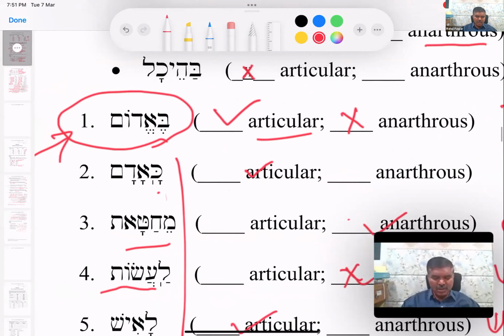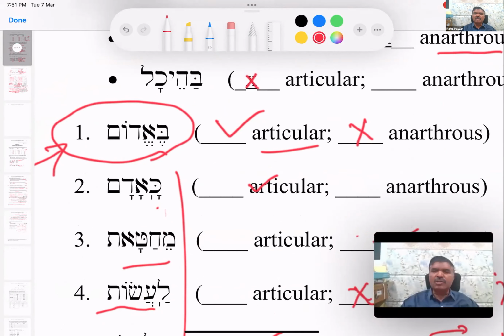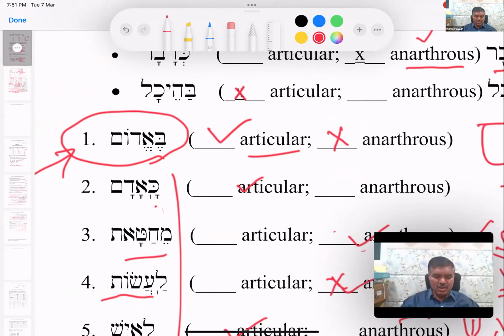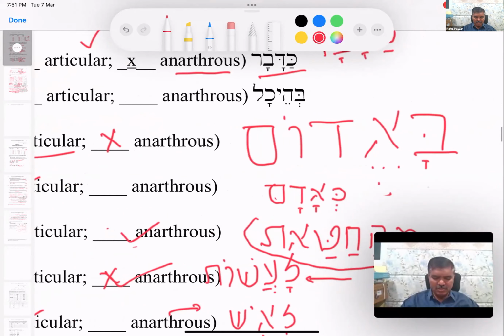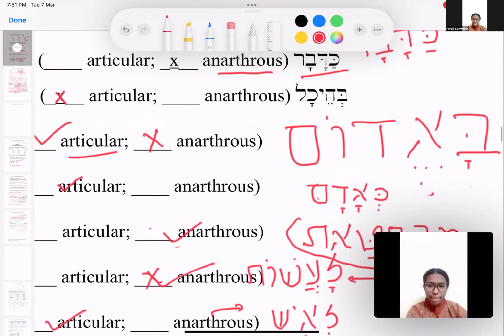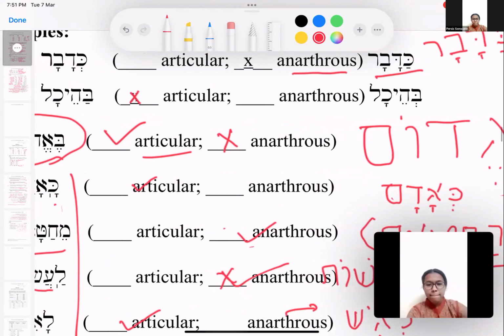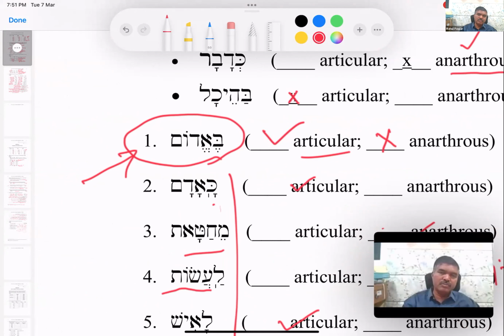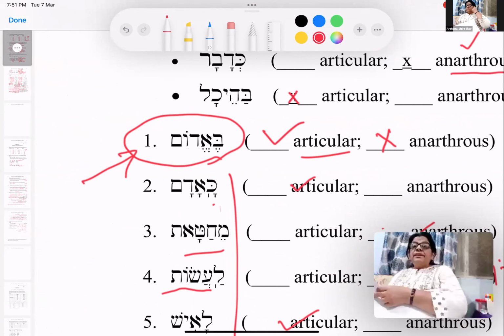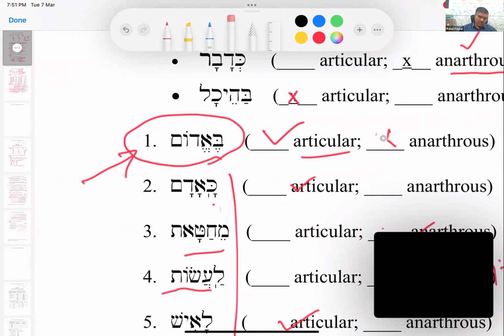Be-edom. Be-edom is articular. Is it articular? No. It is an articular form. This I didn't get properly, sir. Yeah, I will.